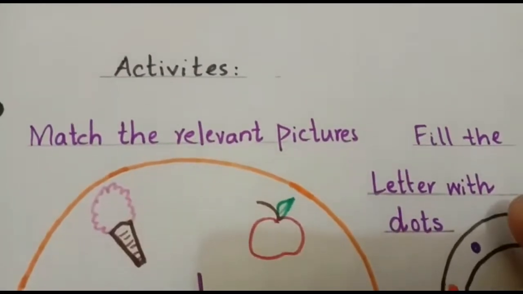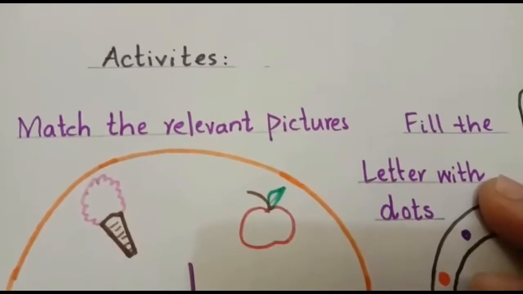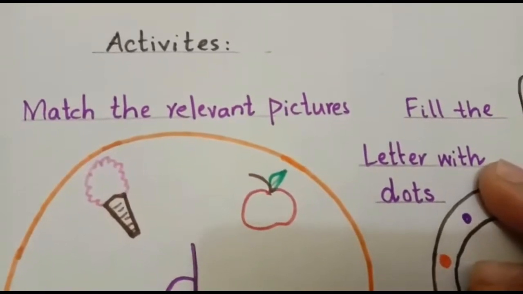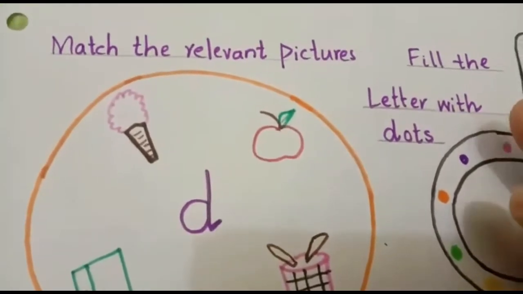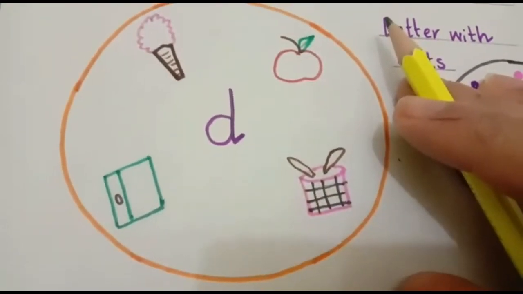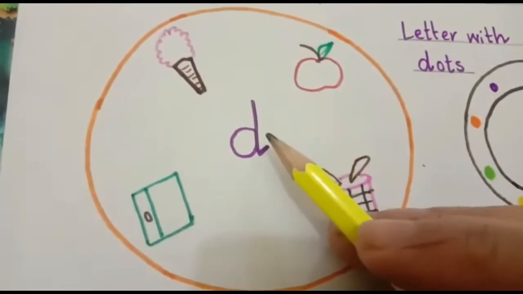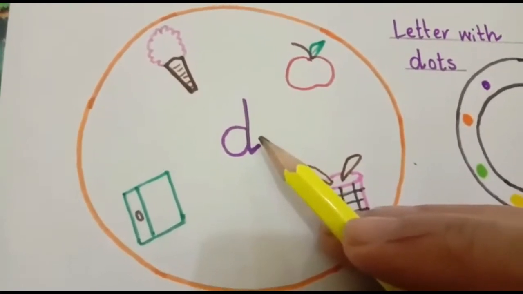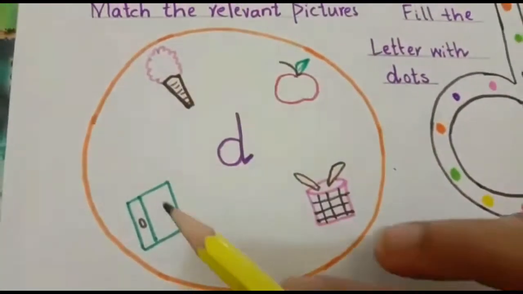Okay, students. Now we will do some activities for letter D. Are you ready for these activities? Great. Brilliant. Now, first activity. Match the relevant pictures with the given letter. Here you can see a circle. And here you can see the letter D. And the sound of this letter is D. D. D. Now I have some pictures inside this circle.